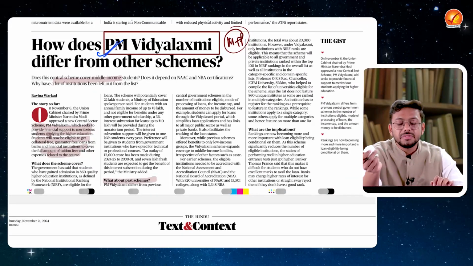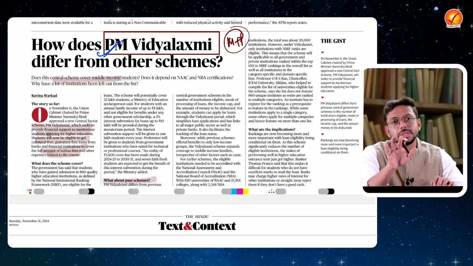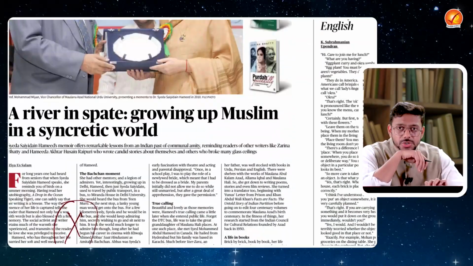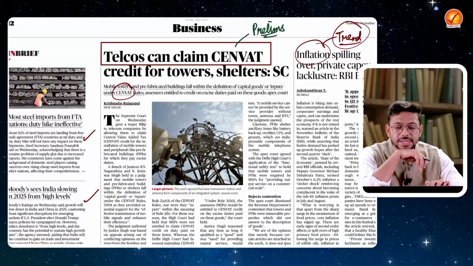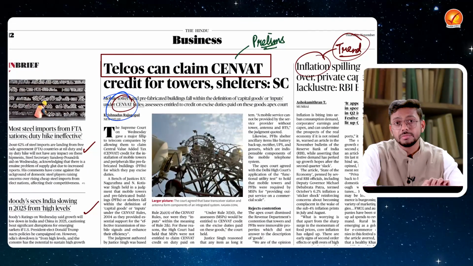Because this is a scheme, PM Vidya Lakshmi, it's a scheme. Schemes are important from the prelims perspective. Definitely, even from the mains perspective, this can be important. So you understood how exactly the reading has to be done. Now over here, see this, SENVAT, you need to understand from the prelims perspective.